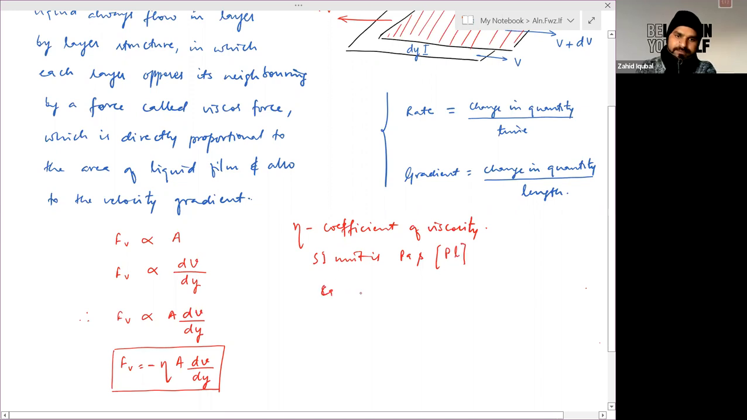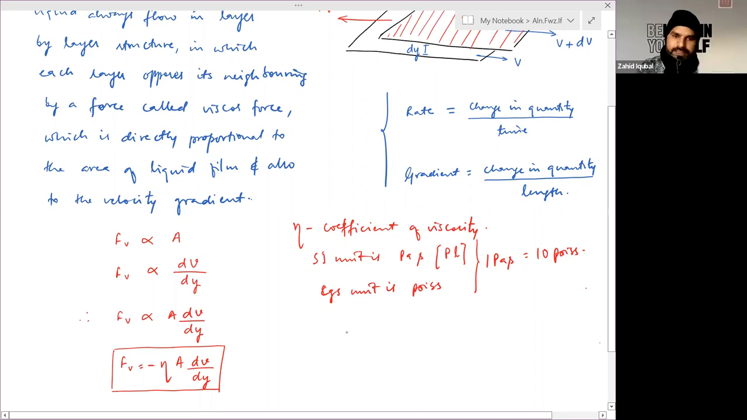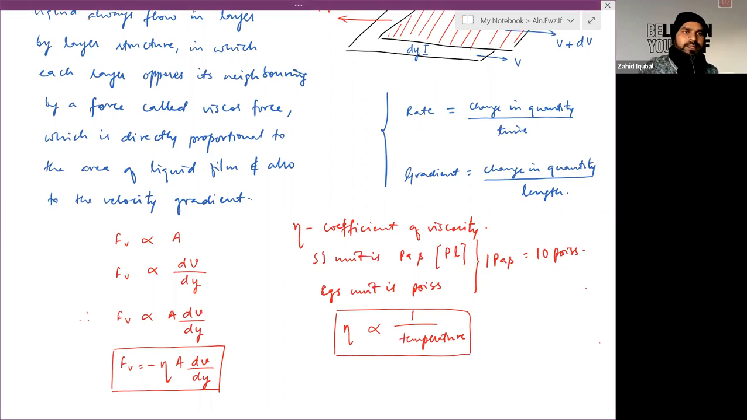CGS unit is poise. So 1 Pascal second is equal to 10 poise. Is it clear? Yes, sir. This eta will depend upon temperature as inversely proportional. Okay, just write it down to this part.